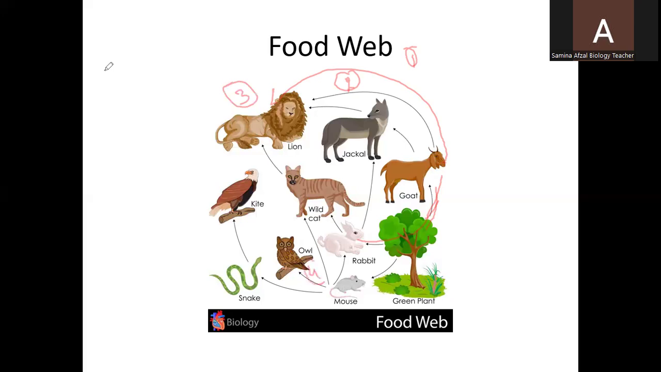In this way, you can say there are more than 10 different food chains which make up one food web. The wildcat or lion can eat many of these animals. So one animal depends on many foods, because if one type of food is not available, it can have other foods to eat. So a food web is different from a food chain.